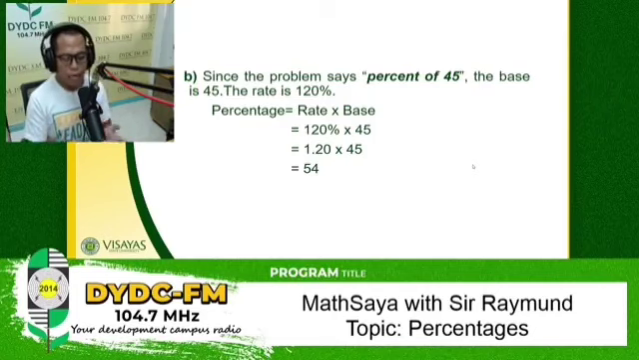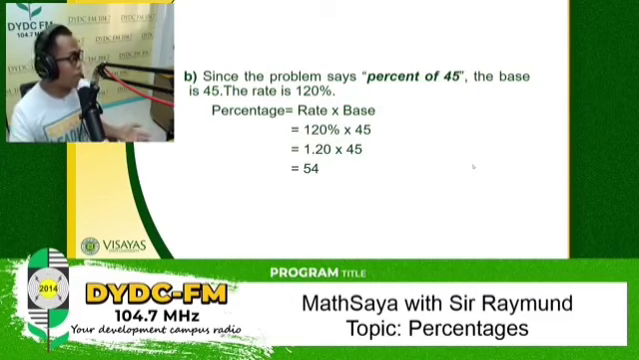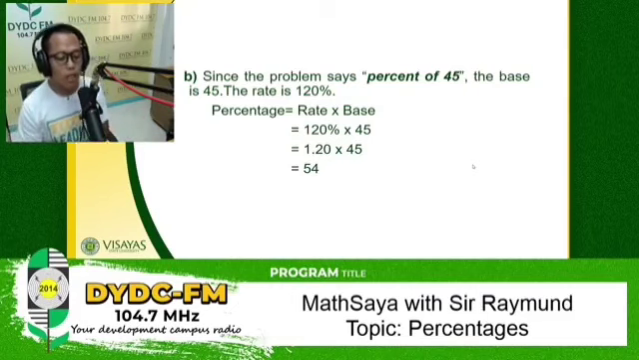So, makita nato nga if your rate is greater than 100, then your percentage should be greater than the base. So, 1.2 times 45, so 54. 54 there is the percentage, no? Or 120% of 45. Okay?